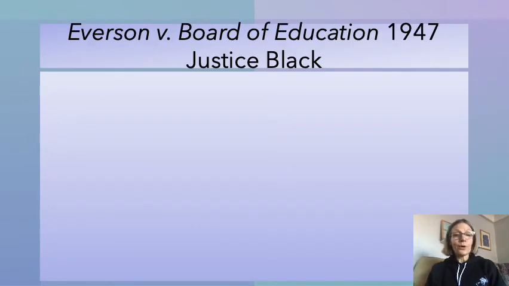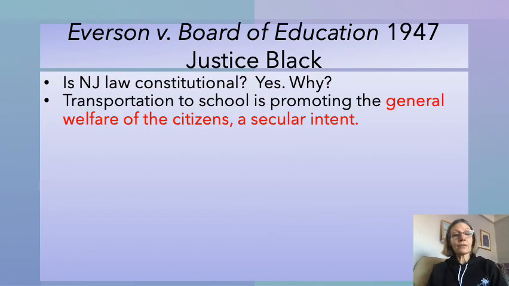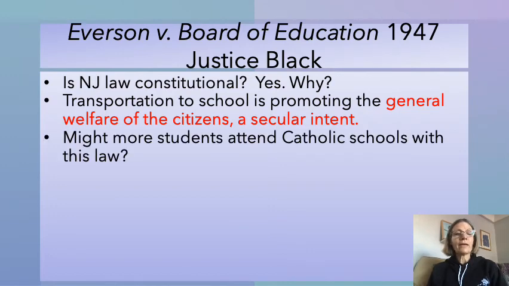Up to this point, as you are reading Everson, you're probably thinking, man, this New Jersey law is going to go down as entering the forbidden territory. But that is not what happens. When asking the question of whether or not the New Jersey law is constitutional, Justice Black and 5 members of the court say, yes, it is constitutional. Why? What he says is transportation to school is promoting the general welfare of citizens, and that is a secular intent. And so the goal of this law is not to promote a religion, but to promote a secular legislative purpose of the state, and that's the general welfare of its citizens.